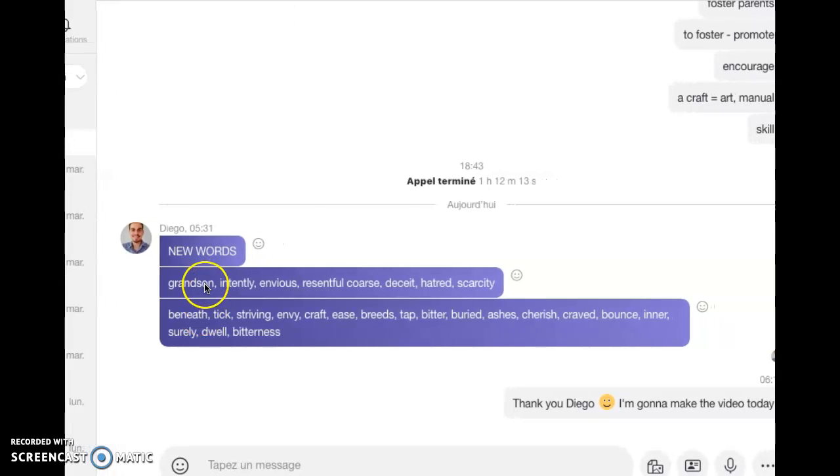So, grandson, well, imagine your kid has a son, it's a grandson. Okay, grandson is for the grandparents. They have kids and their kids have children. So they can have granddaughters or grandsons.